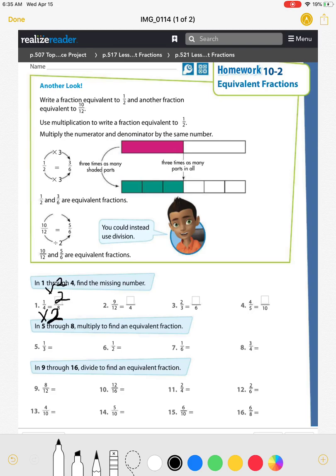Let's look at another one. 9/12. And this time, this new denominator says 4. So we're getting smaller, so we know that we're going to divide this time. What can we divide by to get from 12 to 4? It's going to be 12 divided by 3. So we need to do 9 divided by 3. And that's going to be 3/4.